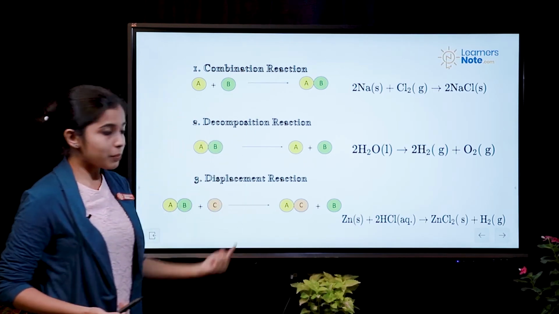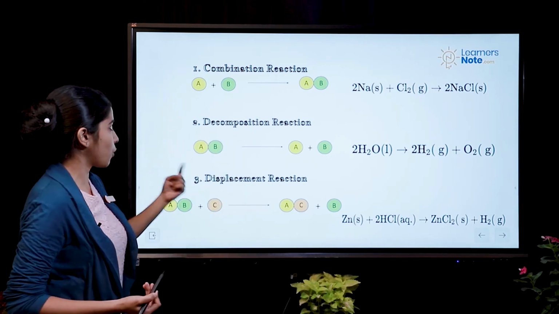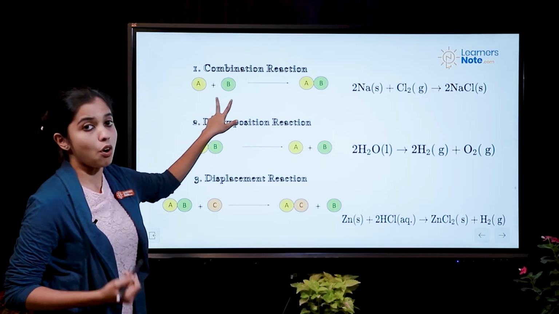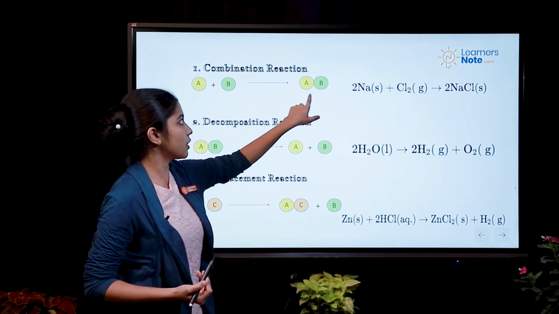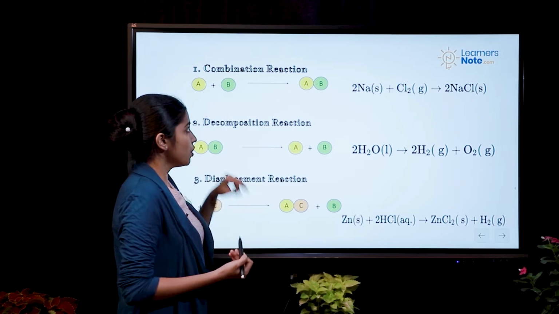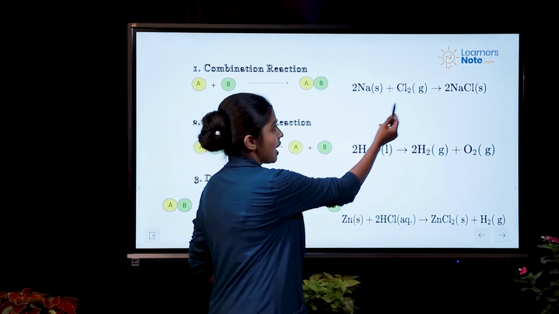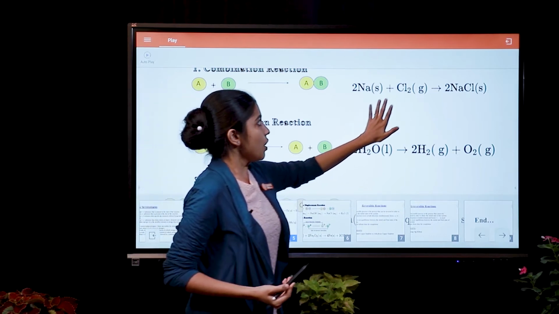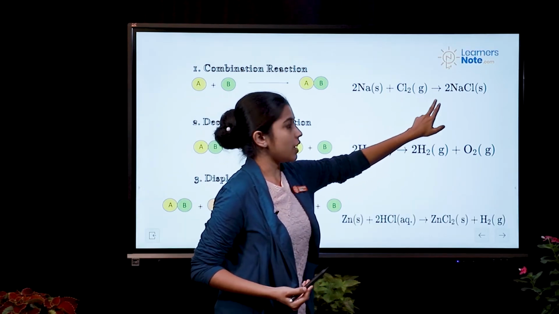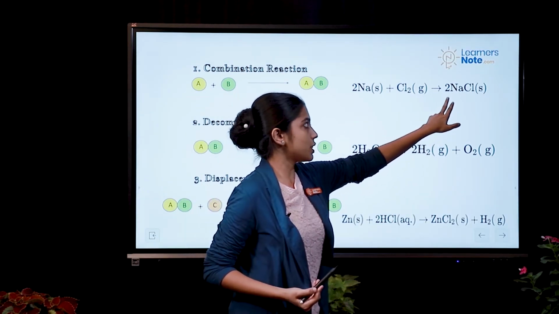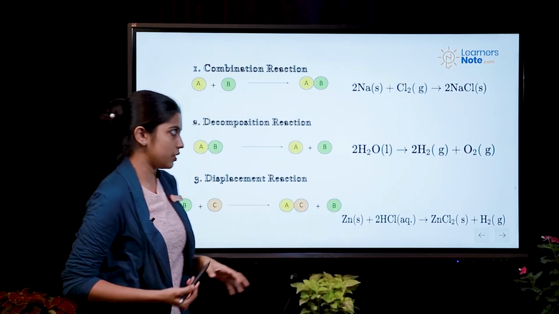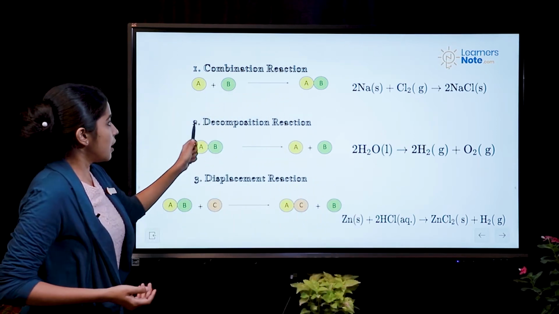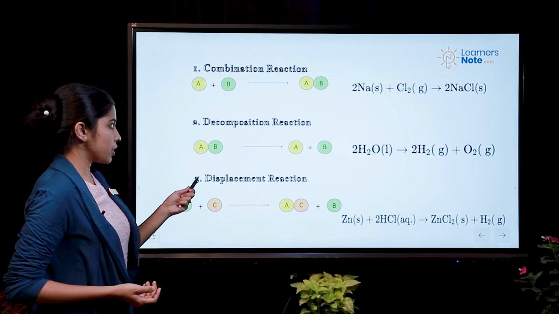A combination reaction can be defined as a process in which two or more reactants combine together to form a single product. You can see an example, Na and Cl2. So you have solid sodium and chlorine gas. These two combine together to form a single product, which is NaCl, your common salt that you use.